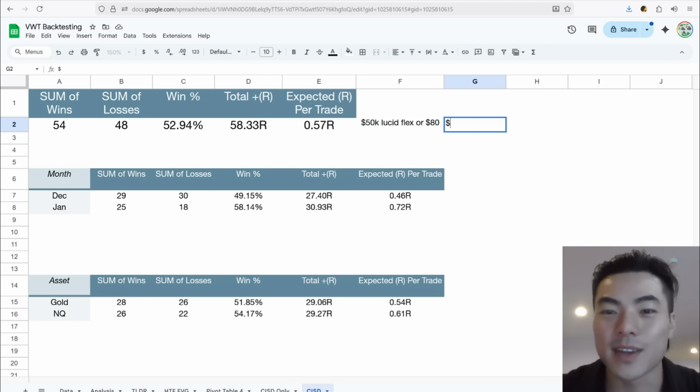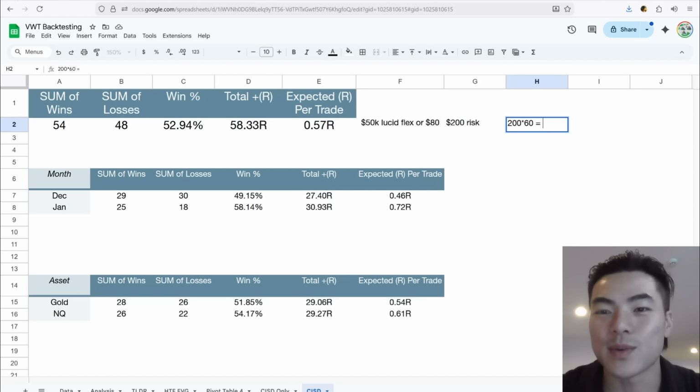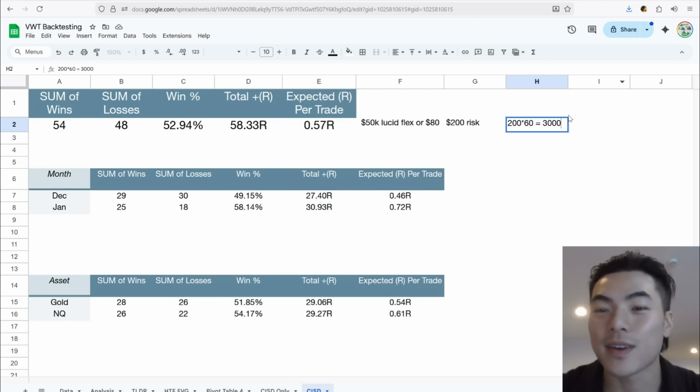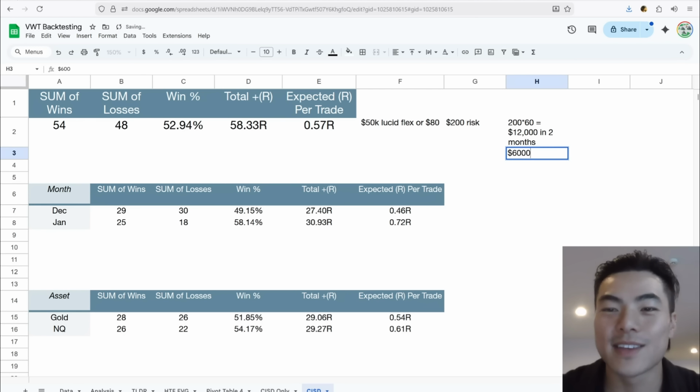And let's say you're risking 200 risk per trade. So 200 times 60 equals, what's that, 3,000, is that $3,000? 60 times 200. $12,000. Okay, wow, okay. That's $12,000 in 2 months. 6K in 1 month from one 50K account.